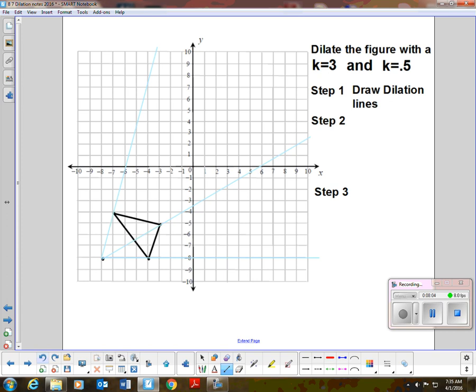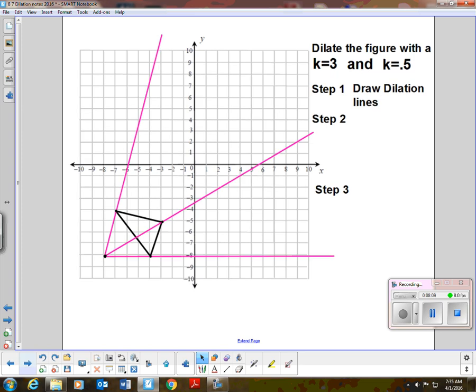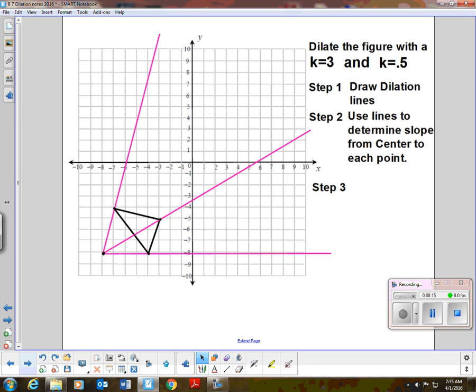And so our next step would be to use the lines to determine the slope from the center to each point. So if I look here, the slope here would be 1, 2, 3, 4 up, and 1 to the right, so that's 4 over 1. The slope here would be 1, 2, 3 up, and 1, 2, 3, 4, 5. So 3 up and 5 to the right. And this one, the slope would be 0 over 4. Now I know that's a slope of 0, but I need to know those numbers.